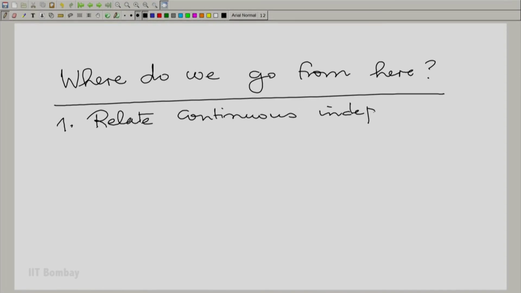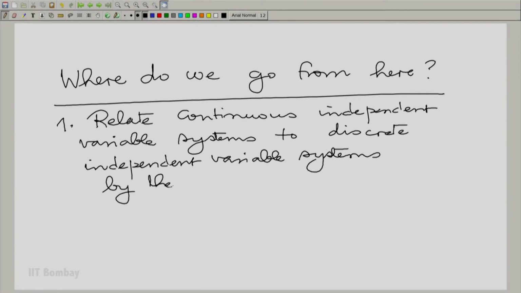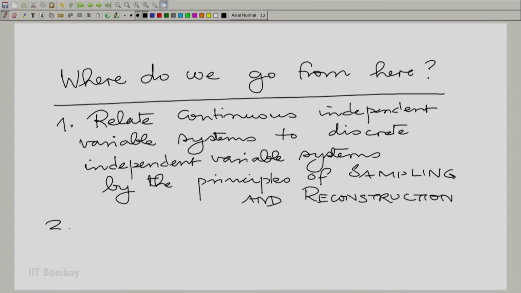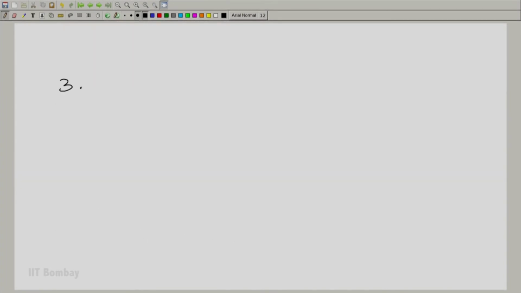First, relate continuous independent variable systems to discrete independent variable systems by the principle of sampling. I will not really say point two separately, but as we do so, bring relationships in the Fourier domain. Now, when we have brought those relationships in the Fourier domain, establish discrete variable versions of the Fourier transform.